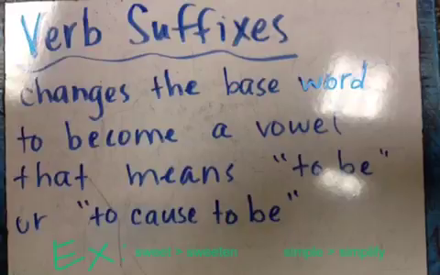So this is there's light on the picture. So verb suffixes, so it changes the base word to become a verb that means to be or to cause to be. So if we look at our example here, sweet becomes to sweeten. So you are to be sweet, okay, or to cause to be sweet. And then here we have simple. Our base word is simple, and again, here's our drop E rule, to simplify. So you are causing something to be simple.